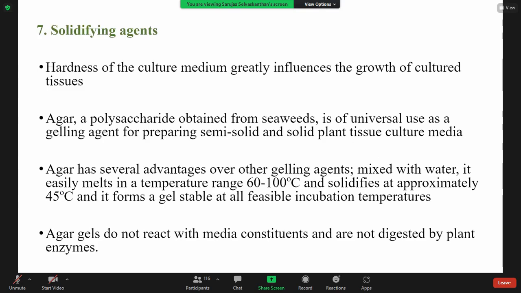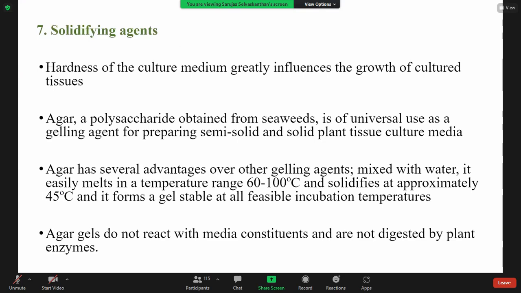And the next one is the solidifying agent. For the semi-solid media, we have to add a solidifying agent, right? Phytagel or agar, we can add it. Not for the liquid culture. There is only one difference between liquid culture and semi-solid culture. For the semi-solid culture, we have to add agar or phytagel. For the liquid culture, all the other compositions are similar except the solidifying agent, right?